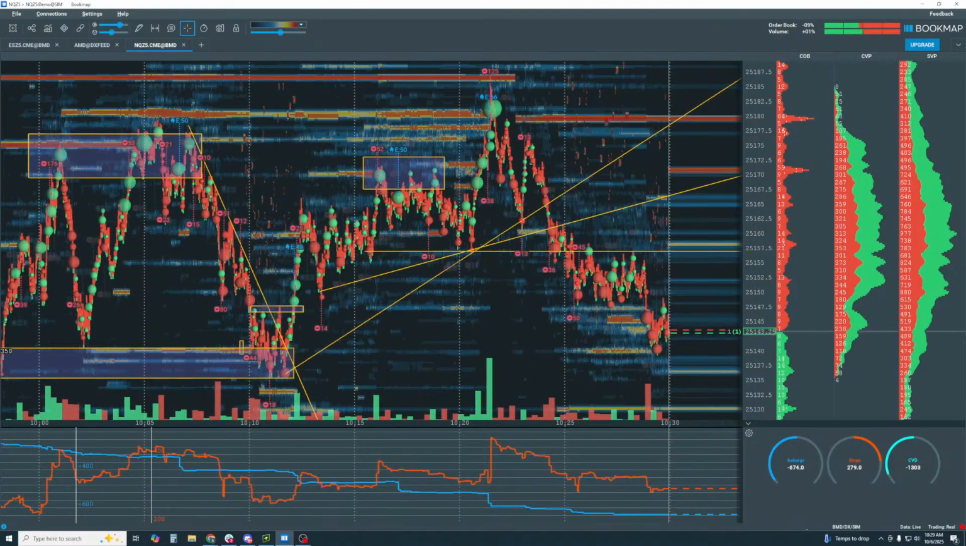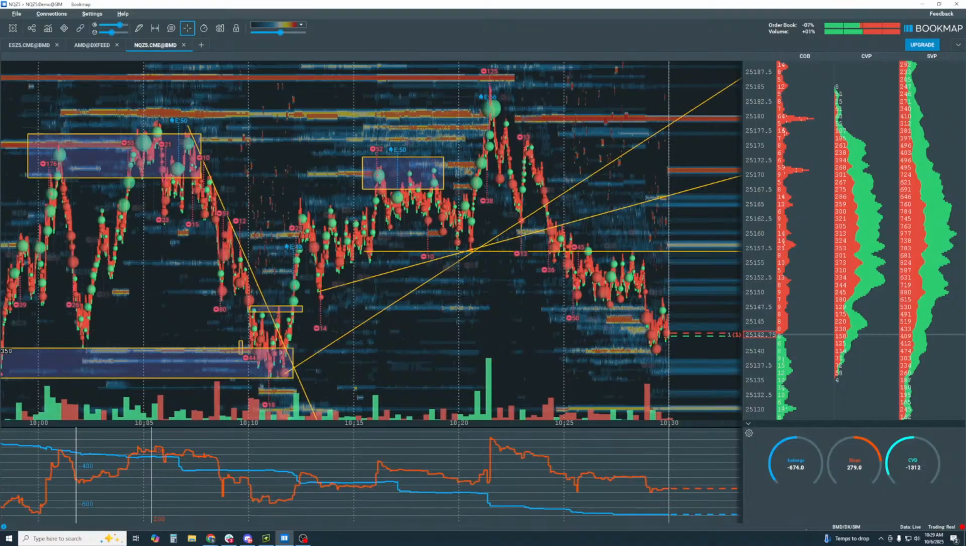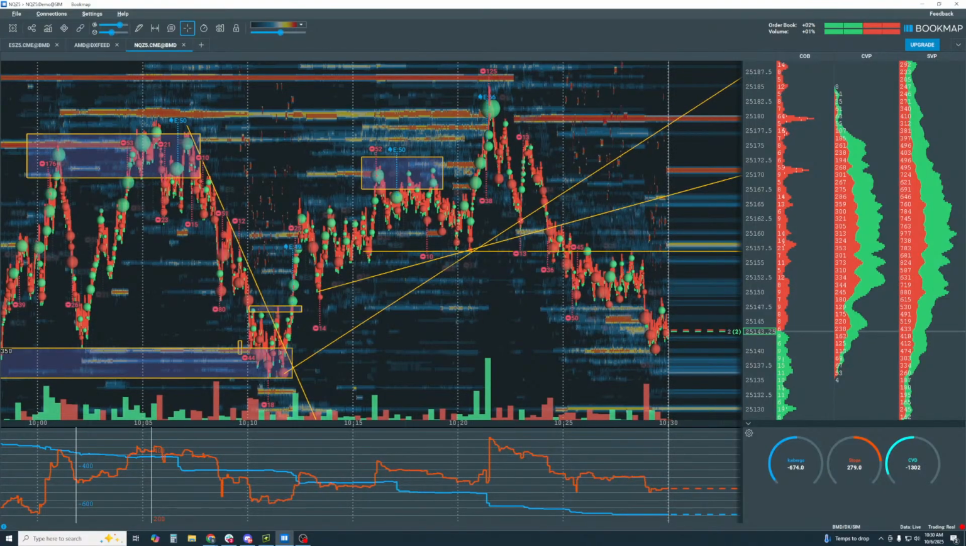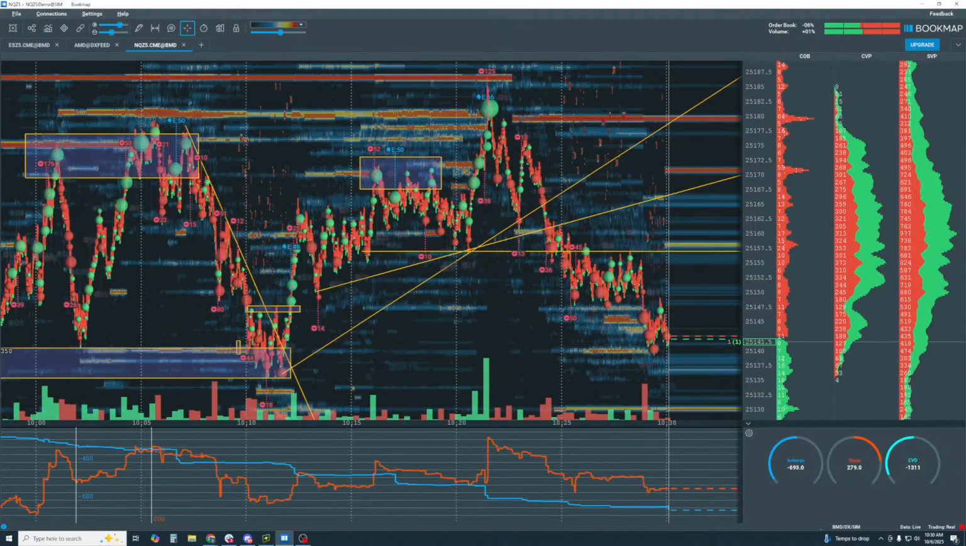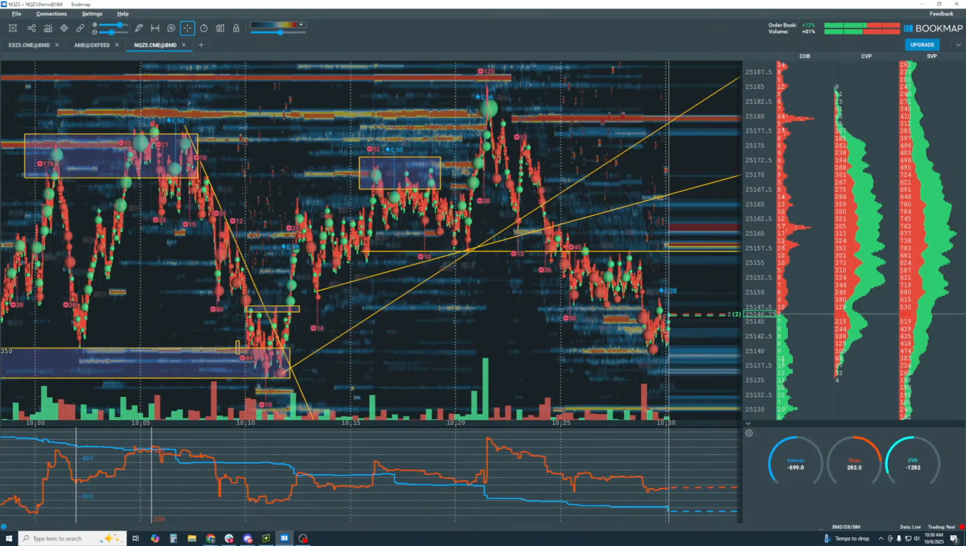What is the reason for trading futures rather than stocks? Futures, well, I mean, futures are pretty amazing products. They're very transparent markets. There's one centralized exchange.